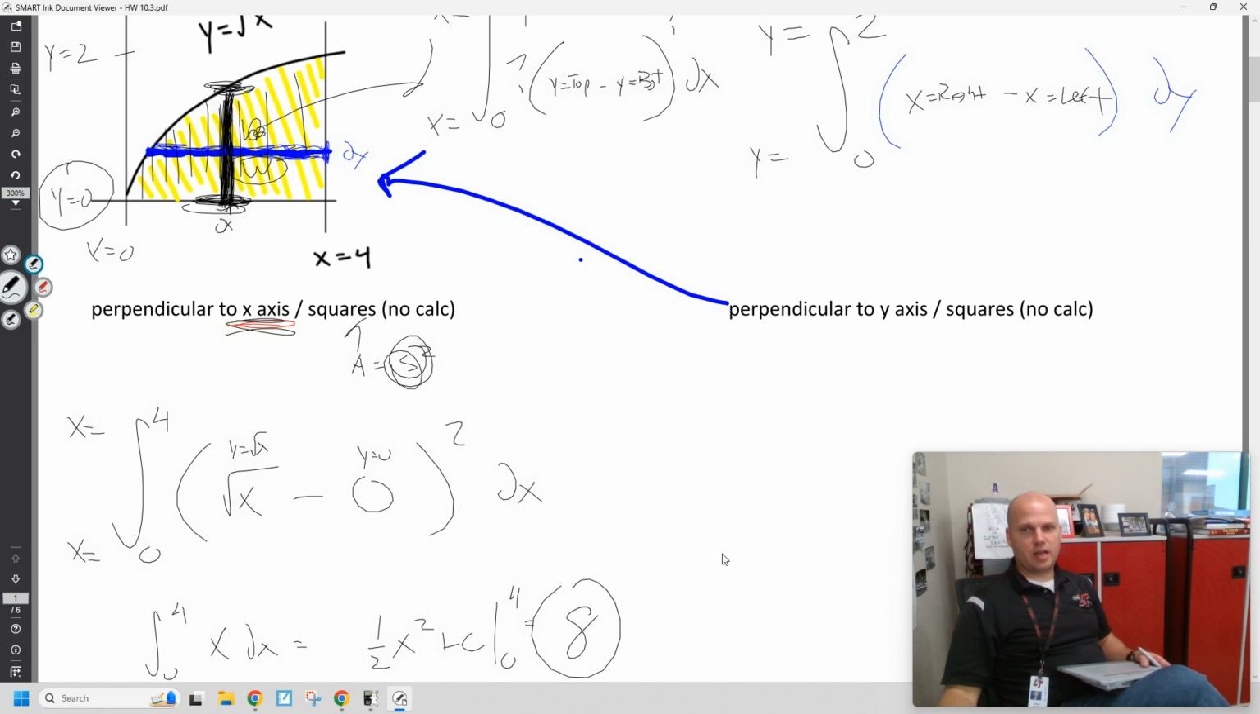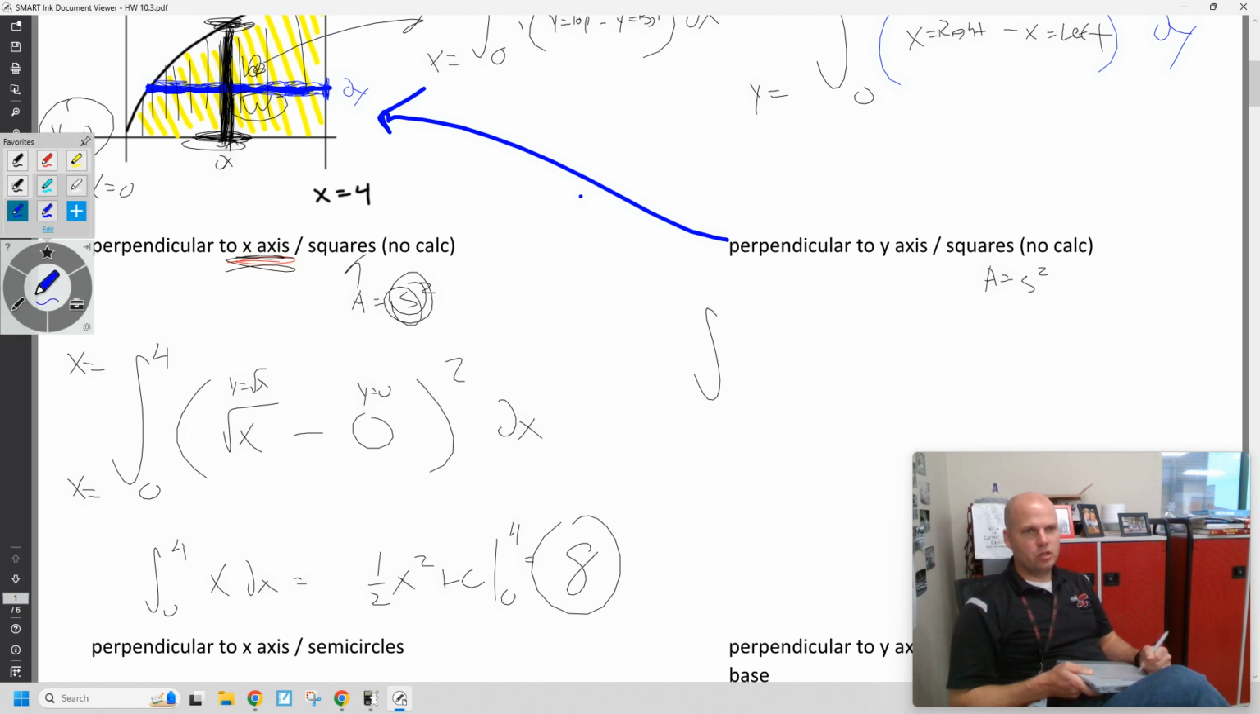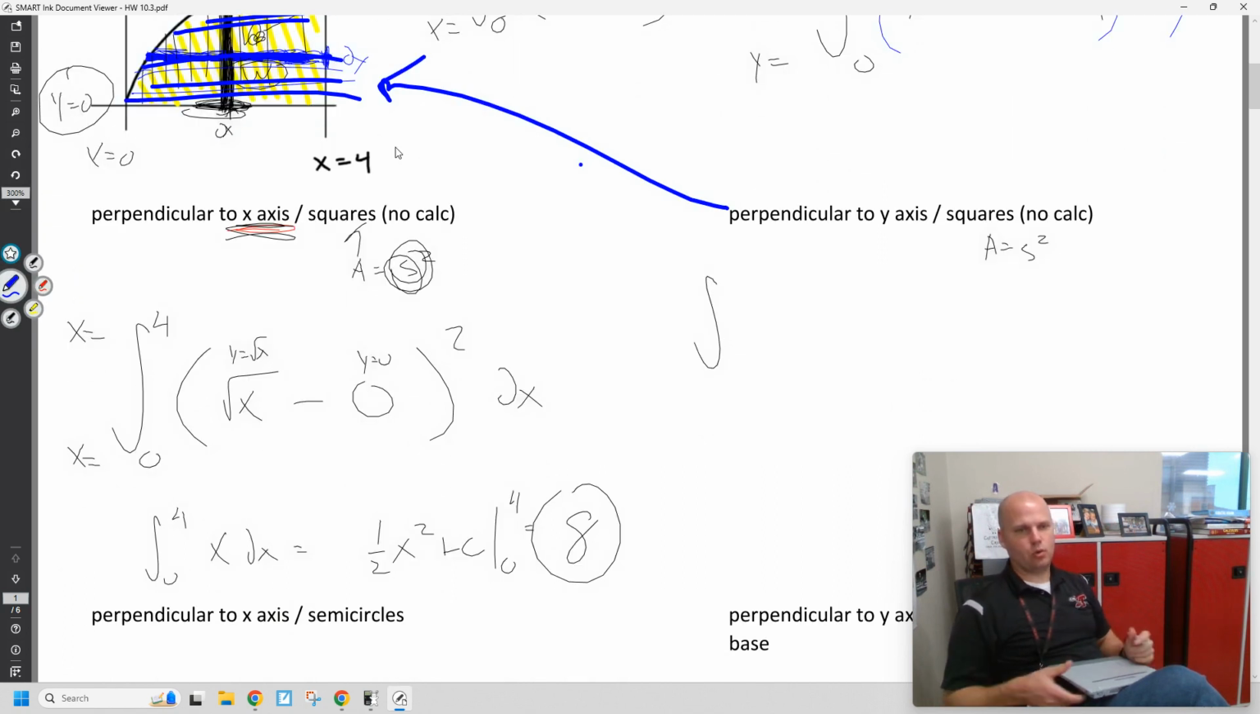Now, what's that going to look like perpendicular to the y-axis? Squares. Again, side length squared, or base length squared. I need to sum up perpendicular to the y-axis, these horizontal things. We sum up horizontal things so that we can cover everything from a bottom to a top. From y equals 0 to y equals 2, we'll cover all of my region.